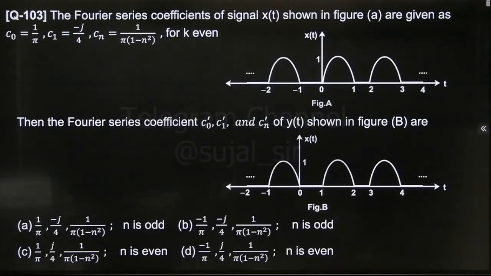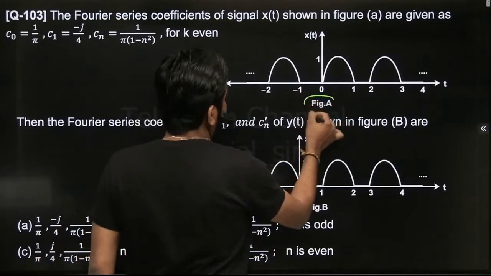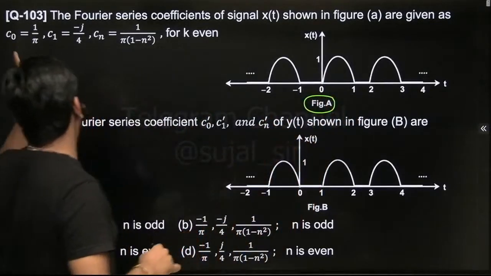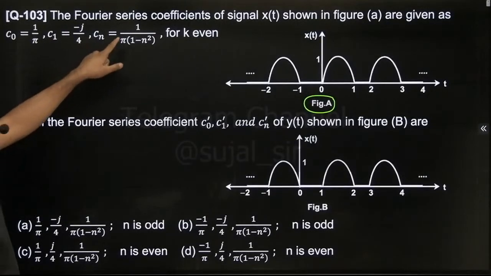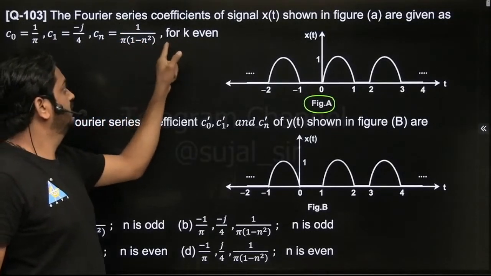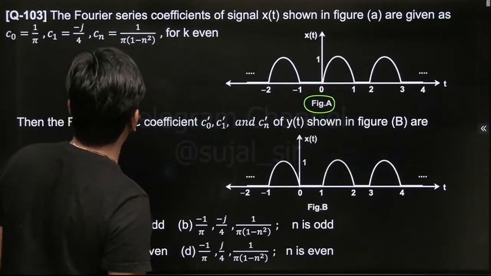Question number 103. The Fourier series coefficients of signal x of t is shown in figure A. This is figure A, guys. And the Fourier series coefficients are given: C0 equal to 1 by pi, C1 equal to minus j by 4, Cn is equal to 1 upon pi times 1 minus n square, for k not equal to 1.